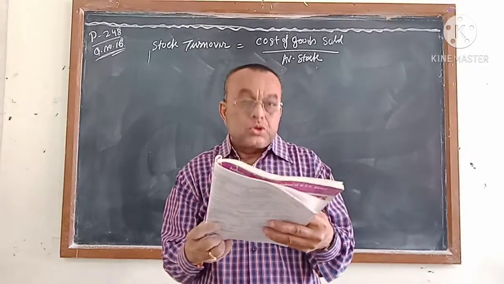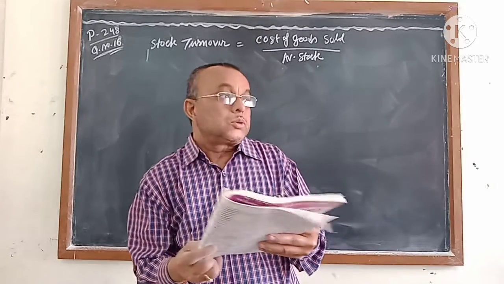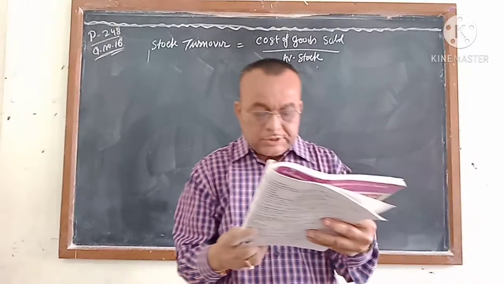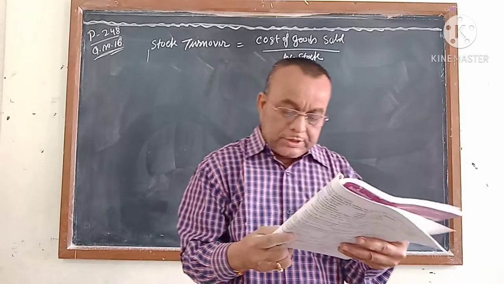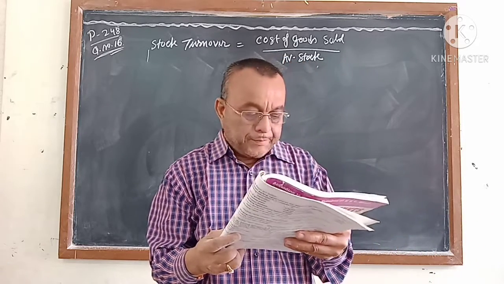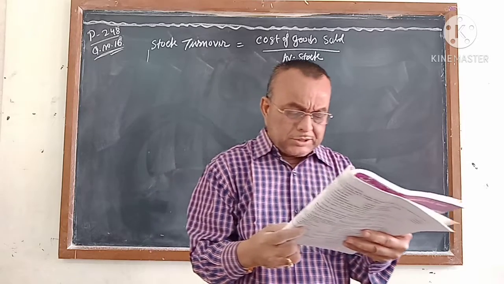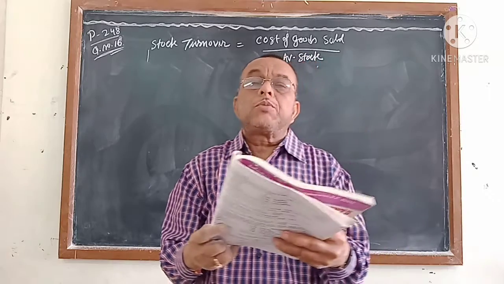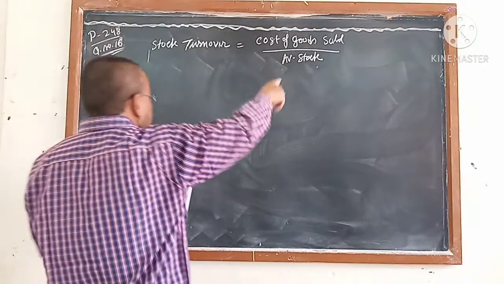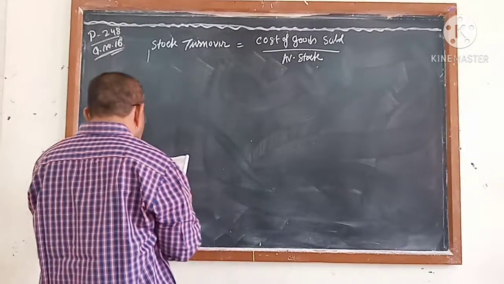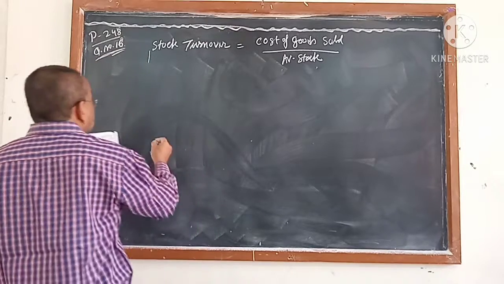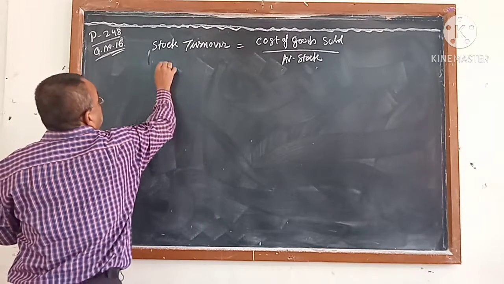To know the cost of goods sold, we have to use the second formula. We knew the second formula for cost of goods sold: cost of goods sold is equal to opening stock plus purchase expense plus wages minus closing stock. This formula we can apply, because everything is given: opening stock, purchase expense, wages. So the stock turnover ratio formula is cost of goods sold by average stock. Now, first we will find out the average stock.